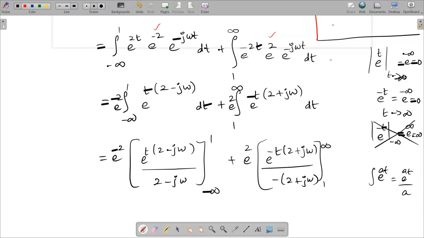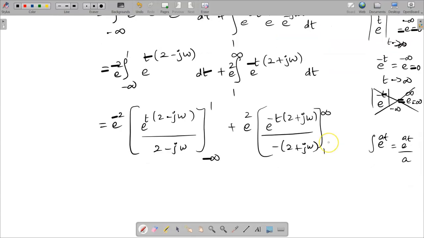1 to infinite. So, once you have done that, here it is e power minus 2, take that outside as it is, substitute your upper limit, e power 1. So, you can leave 1. Okay. So, it is 2 minus j omega, just 2 minus j omega. So, 1 into any term, that particular term, divided by 2 minus j omega. Now, substitute your lower limit.